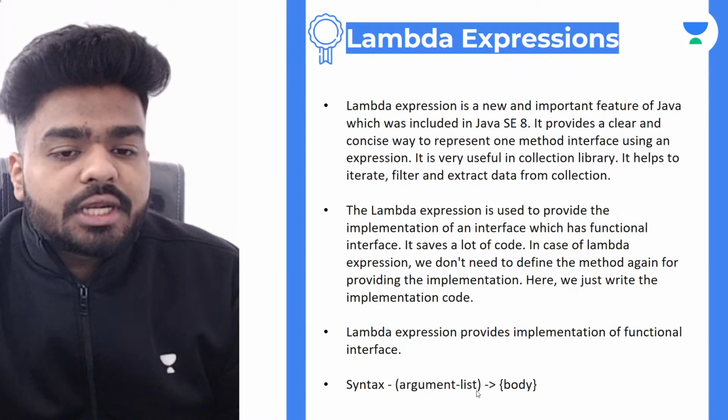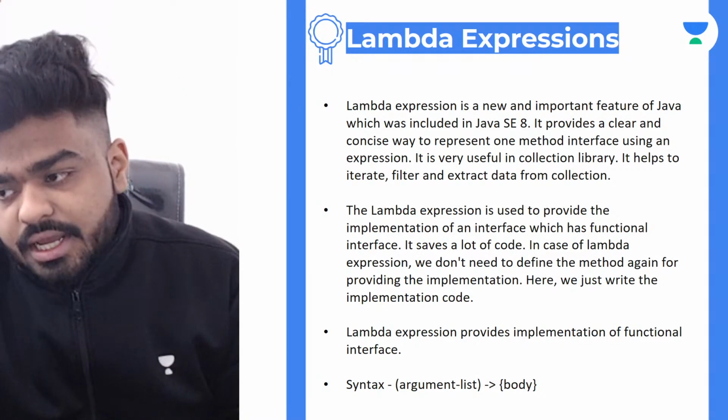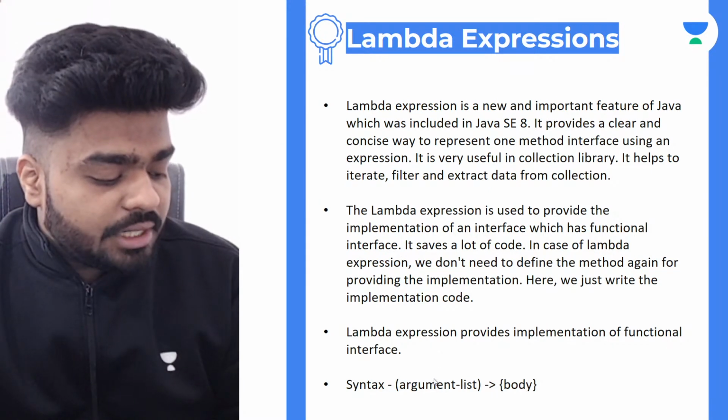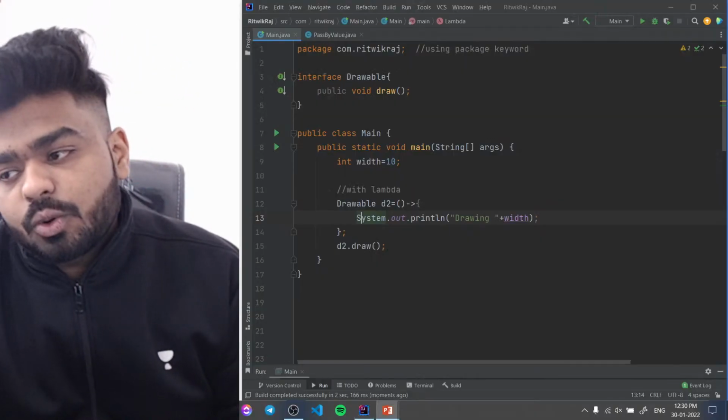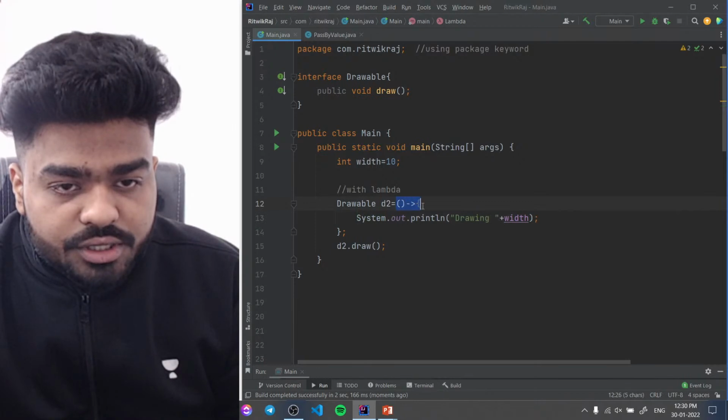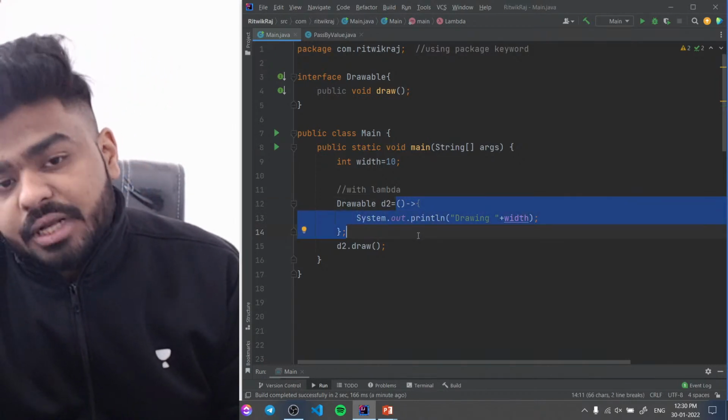We have written the argument list, then the arrow sign, and then the body, right? And I have told you this argument list can be empty or cannot be empty. It depends on your code. So have a look at this. This is an example of a Lambda expression.